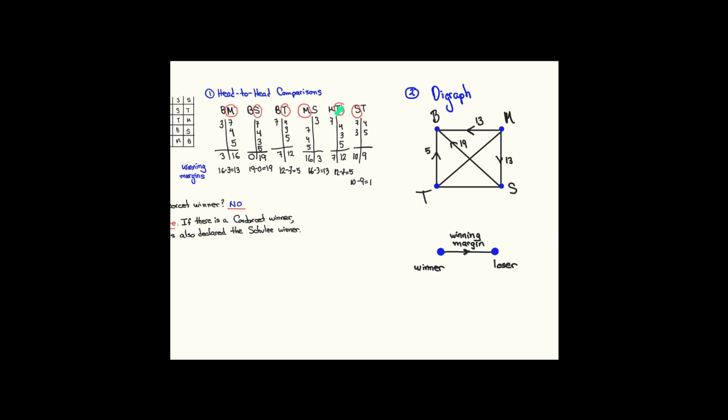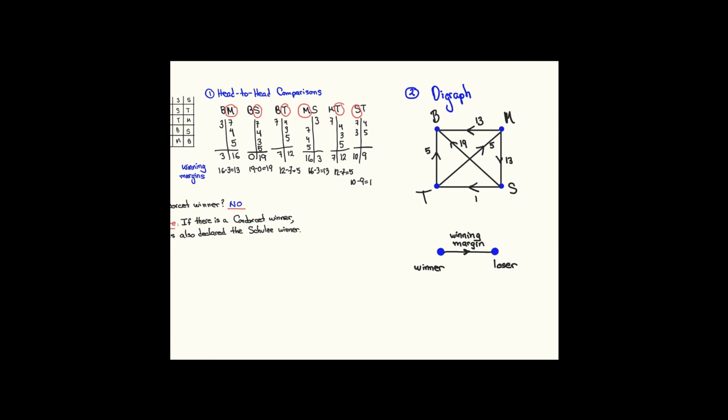Next pair, T wins over M, margin of error 5. So the arrow goes from T to M, and the margin of error is 5. And finally, the last pair, S wins over T by 1. The arrow goes from winner to loser, by 1.